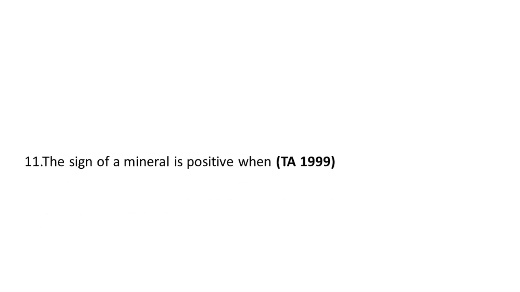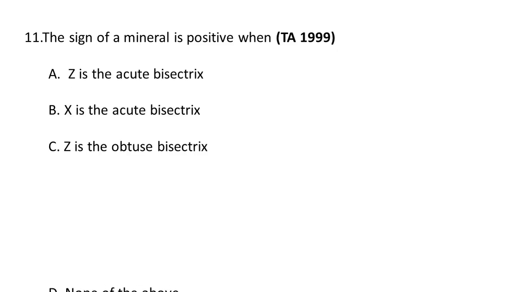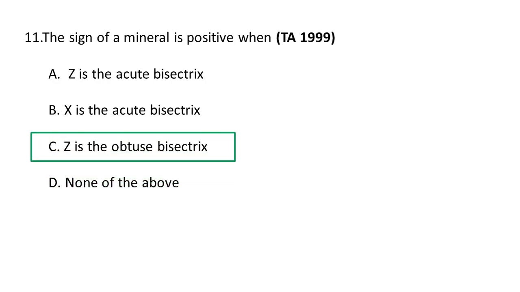Next question. The sign of a mineral is positive when A. Z is acute bisectrix. B. X is acute bisectrix. C. Z is obtuse bisectrix. And D. None of the above. The sign of the mineral is positive when Z is obtuse bisectrix. A mineral has a positive optic sign when Z is BXA and the mineral is biaxial positive. C is the correct option.